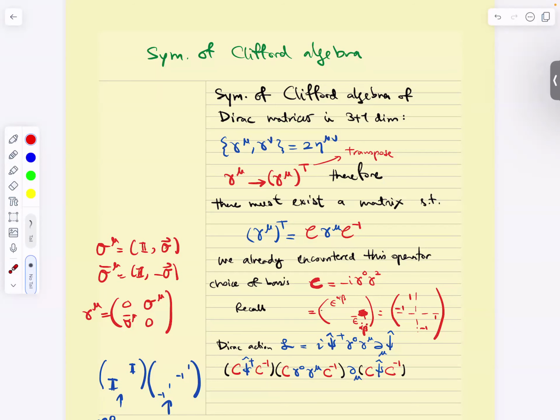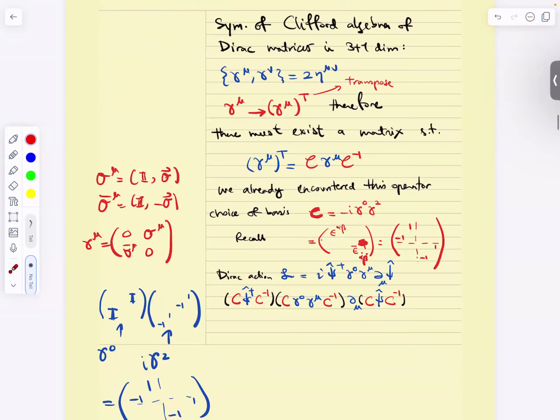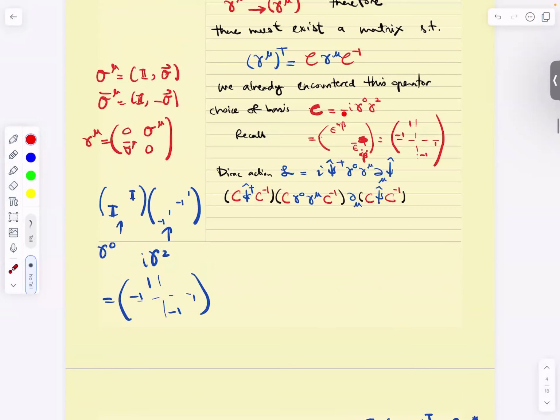All right, very good. So you just want to take gamma mu's, which are these guys, and see what is the matrix C that you should sandwich it so that you get the transpose. It turns out it's this matrix. It's minus I gamma naught gamma 2. What is that matrix? This is literally what the matrix is.